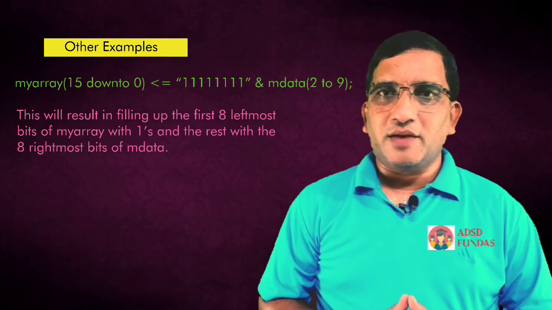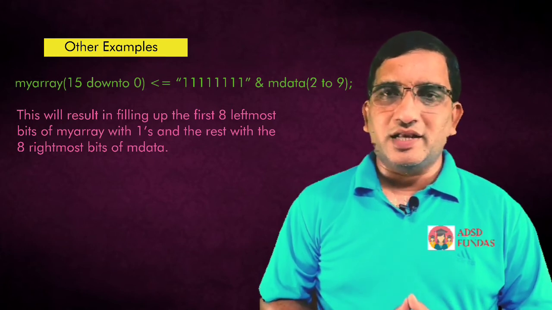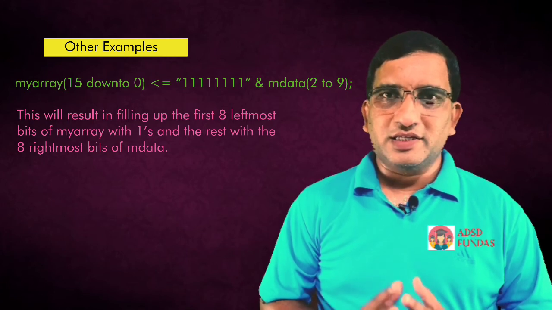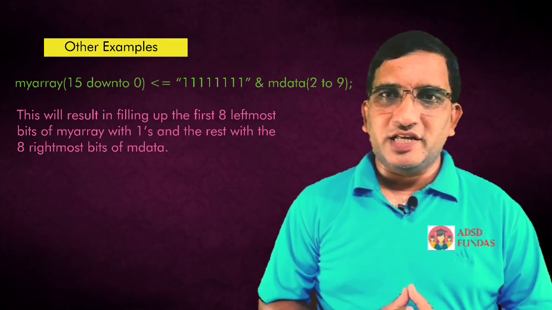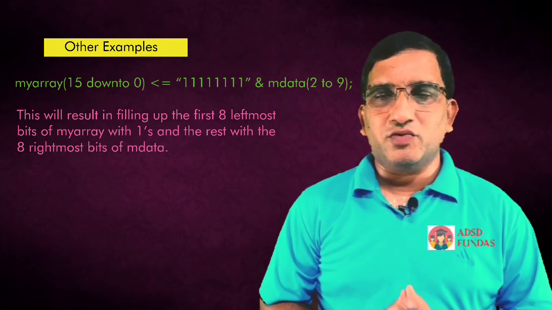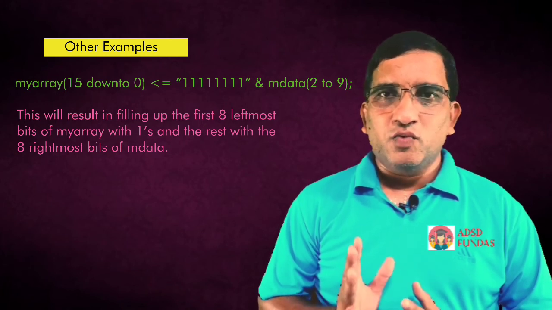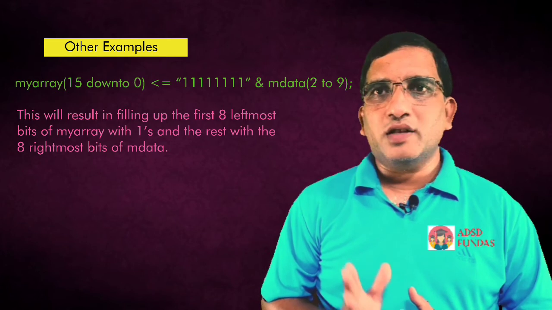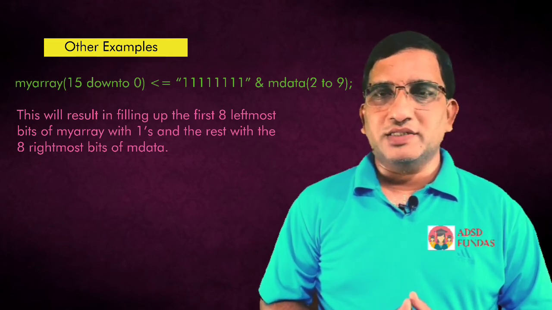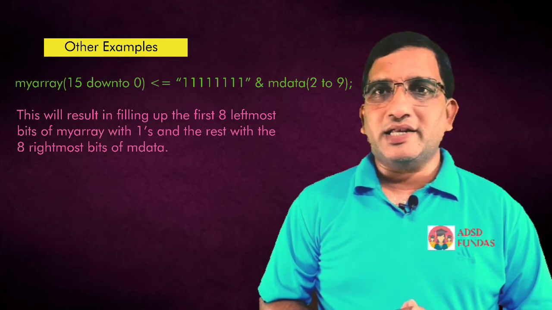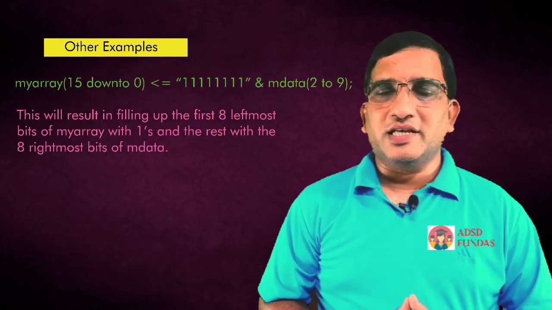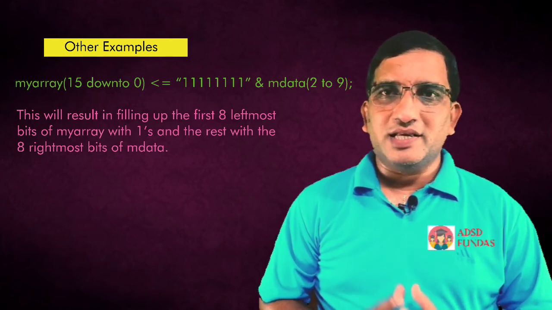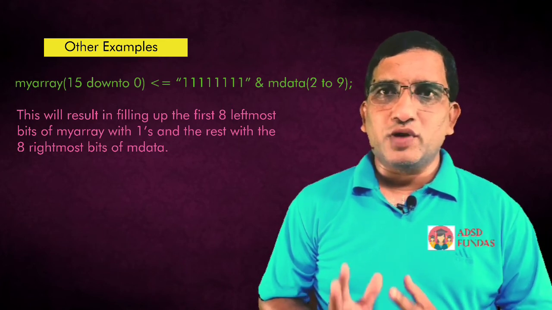Now let us go to the next example. In the next example, I will consider one signal, my array, whose size is 16 bit. That's why in brackets I am considering 15 down to 0, and that will be assigned 1111 1111, 8-bit data, which I am combining, using the concatenation operator ampersand, with another signal m data whose range is from 2 to 9.